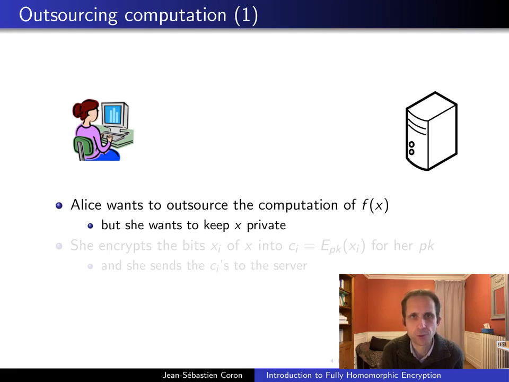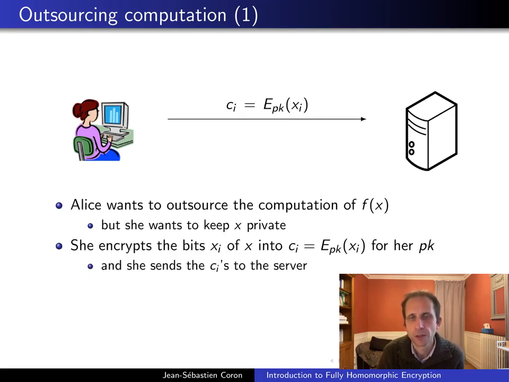And so this enables us to outsource the computation. Assume that Alice has some function f that she wants to compute on some data x, but this function f is quite complex and will use a lot of resources. She wants to delegate this computation to some server, but she wants to keep x private. So what does she do?